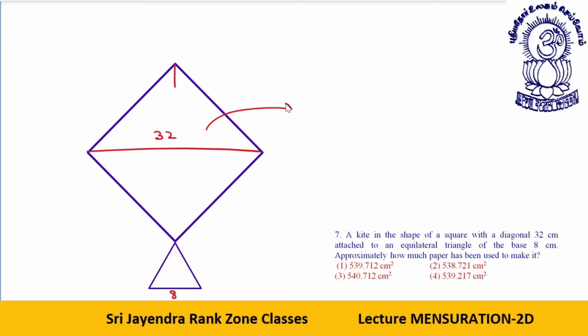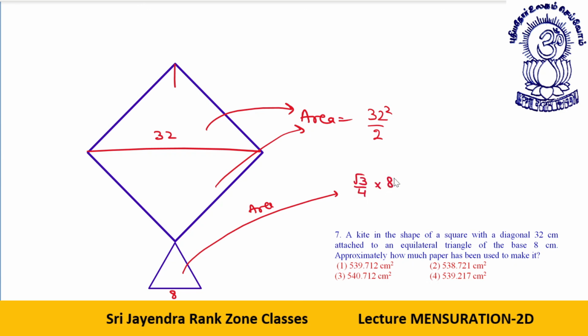What will be the area of this portion? The area of this portion will be 32 square by 2. What will be the area of this portion? Root 3 by 4 into 8 square. This is the equilateral triangle. This full is the square. So this gives me 16 into 16 into 2, that is 512. Okay, dear students.